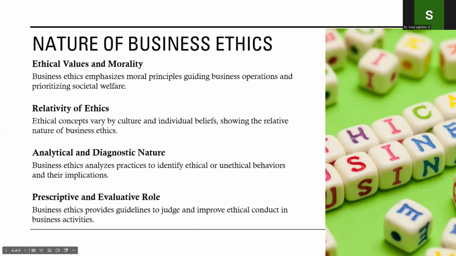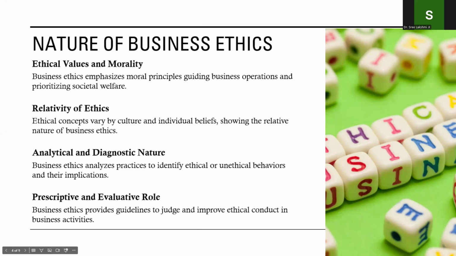Relativity of ethics: morality and immorality differ from one society to another. What is considered unethical in one society might be a routine affair in others. Example, collecting additional money or a bribe for a regular activity. Analytical and diagnostic nature: business ethics analyzes practices to identify ethical or unethical behavior and their implications, and to establish what the firm ought to do or what it plans to do.